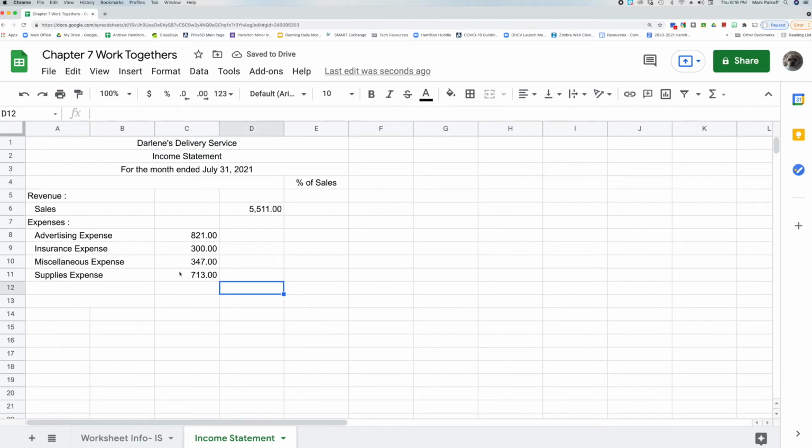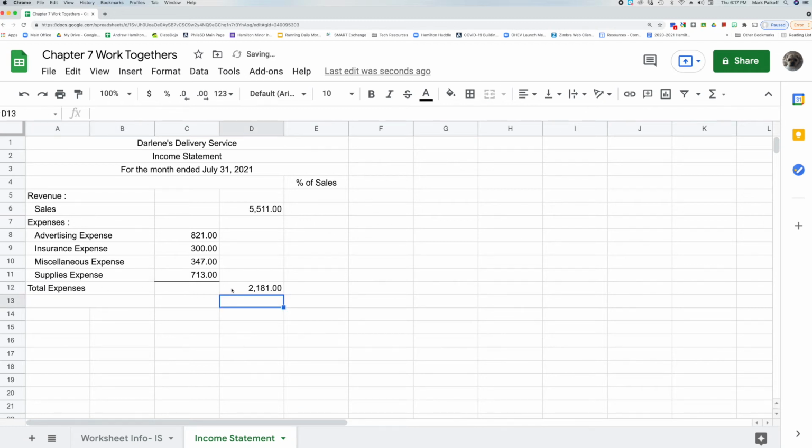Okay, the next thing that we're going to do is total all of our expenses. So we are going to draw a single line rule here, and then using the sum formula, we are going to total all of our expenses. So we're going to type in equals sum, and then select the advertising expense amount, drag it down to the supplies expense amount, and then press enter. And that will give us 2,181, and we're going to identify that as total expenses.